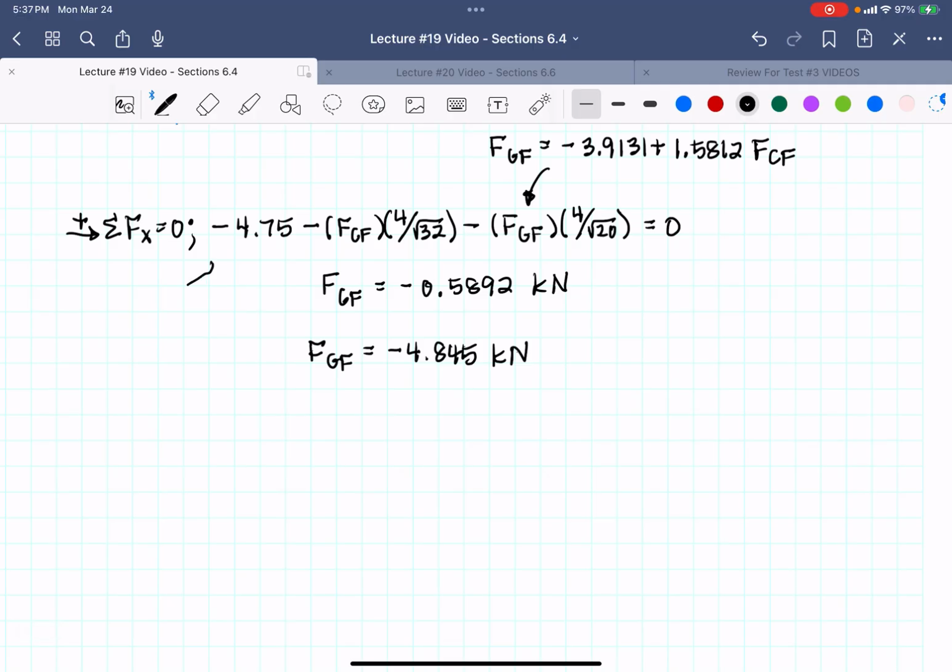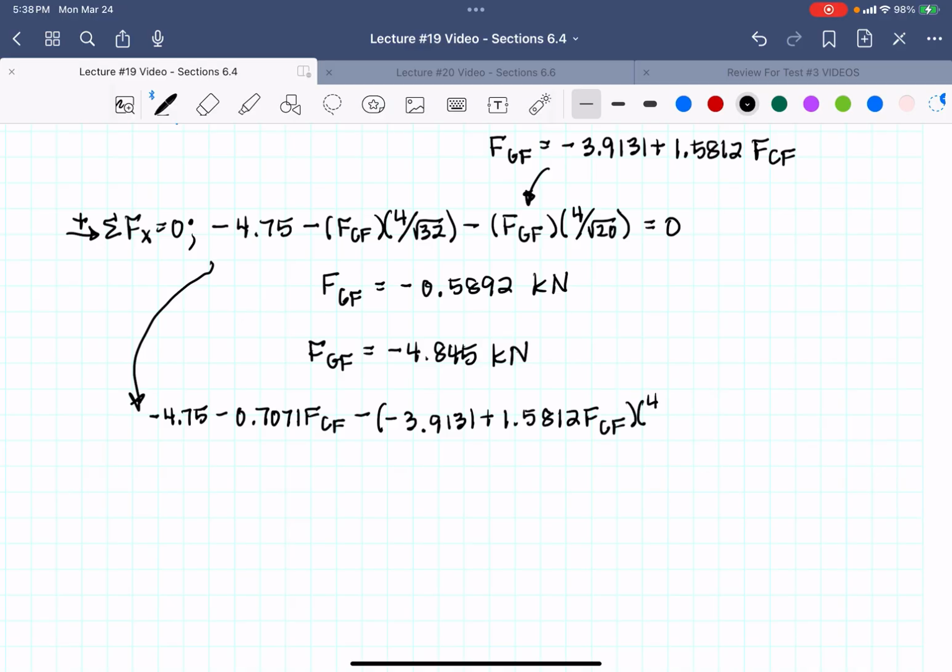So if I continue this equation down here, if I was to do all the math out, I would get negative 4.75 minus 0.7071 FCF minus, and then I'm going to substitute in for FGF, which is negative 3.9131 plus 1.5812 FCF. And I've got to multiply that by 4 over the square root of 20 equals 0.